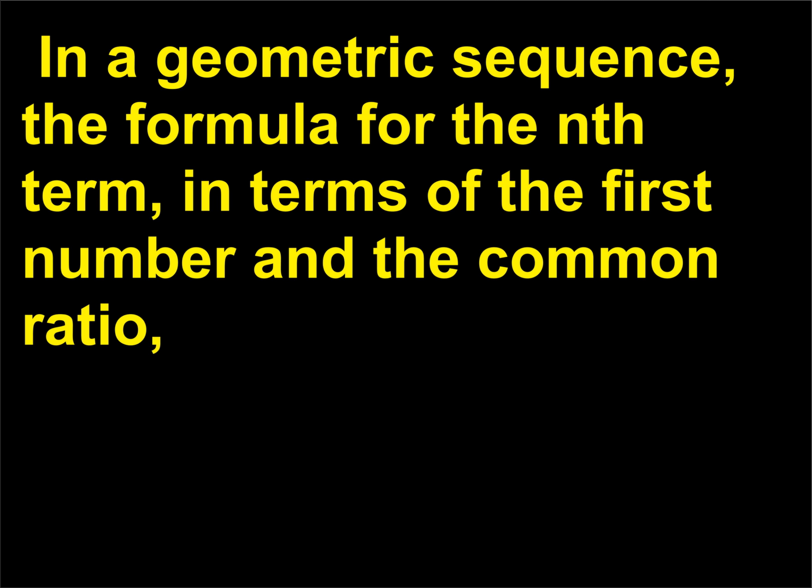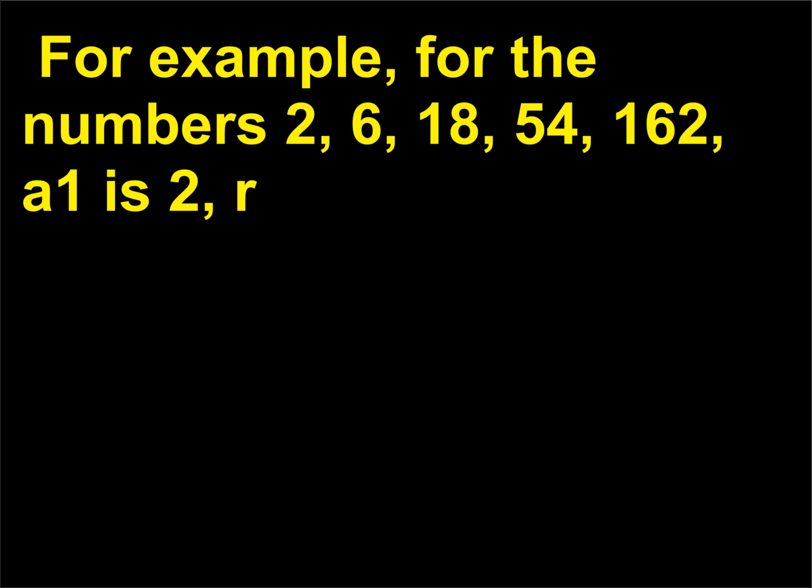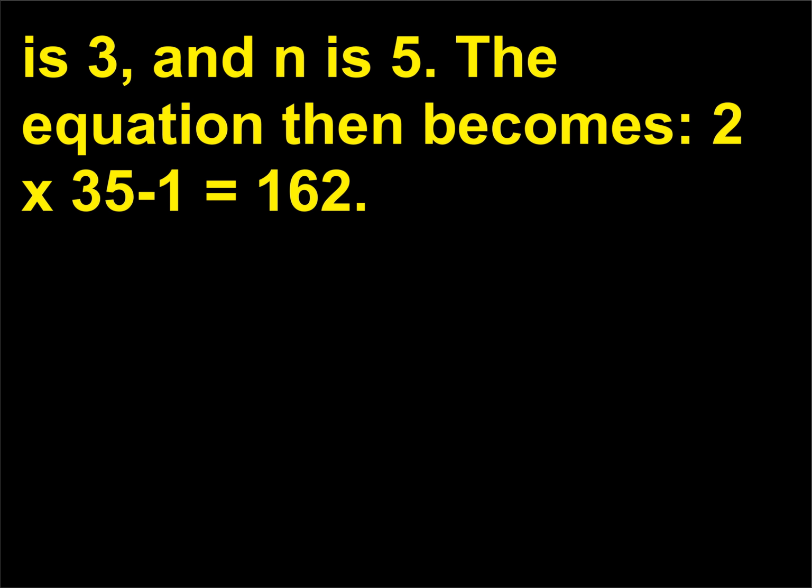In a geometric sequence, the formula for the nth term, in terms of the first number and the common ratio, becomes a_n equals a_1 r^(n-1). Here a_1 is the first term, r is the common ratio, and the number of terms is n. For example, for the numbers 2, 6, 18, 54, and 162, a_1 is 2, r is 3, and n is 5. The equation then becomes 2 x 3^(5-1) equals 162.